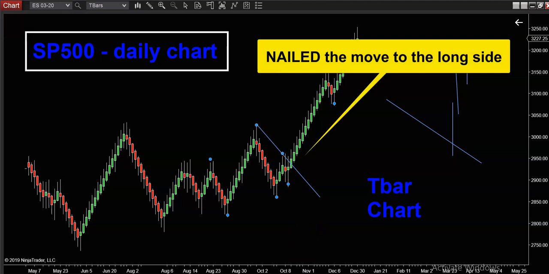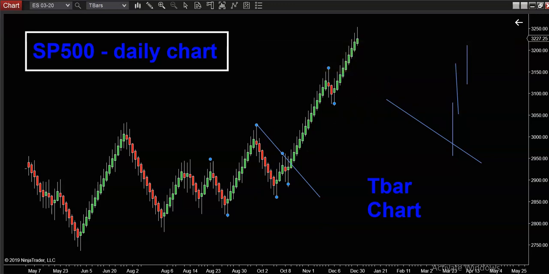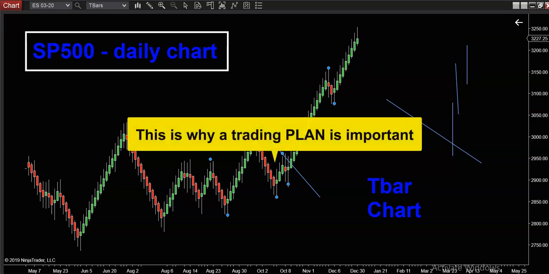You were long and strong since the middle part of October, almost 3 months ago. You get what I'm saying? How many people do you know, and I know that a lot of you guys are guilty of this, how many of you guys tried to short the S&P here, you tried to short it here, you tried to short it here, and you're still trying to short it? Do you get what I'm saying?